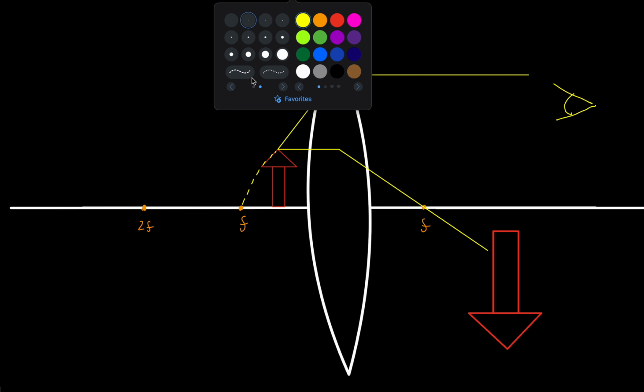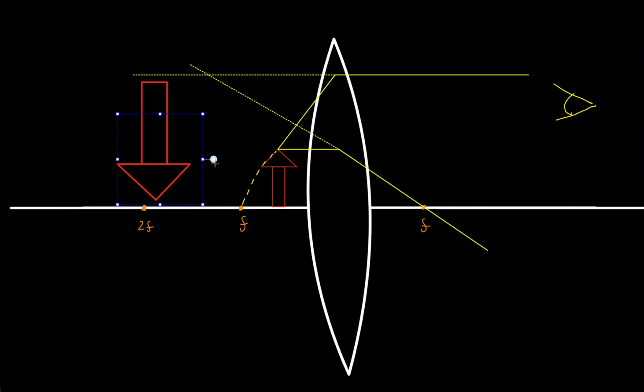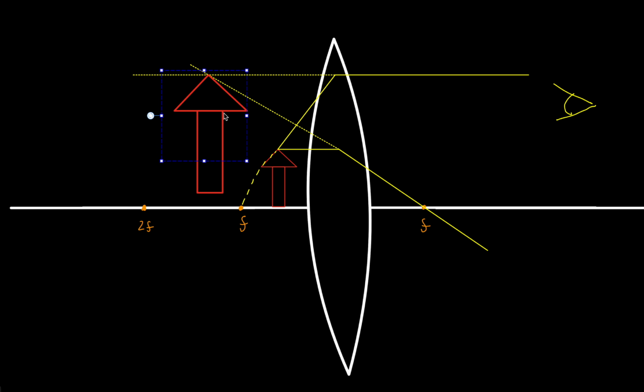So let me change this and move this right over here. This is going to be that ray, and this is going to be this ray right here. And where both of those rays converge, this is where we create our virtual image. And as you can see, our virtual image is going to be upright. It will not be inverted.